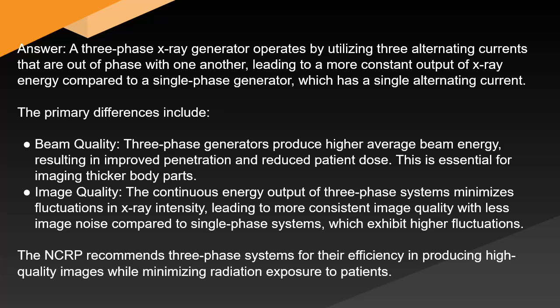The primary differences include beam quality. Three-phase generators produce higher average beam energy, resulting in improved penetration and reduced patient dose. This is essential for imaging thicker body parts. Image quality: the continuous energy output of three-phase systems minimizes fluctuations in X-ray intensity, leading to more consistent image quality with less image noise compared to single-phase systems, which exhibit higher fluctuations. The NCRP recommends three-phase systems for their efficiency in producing high-quality images while minimizing radiation exposure to patients.